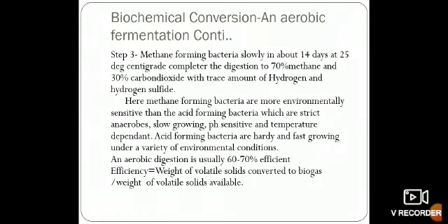Biochemical conversion and anaerobic fermentation. Step 3 includes methane forming bacteria, which slowly, in about 14 days at 25 degrees centigrade, complete the digestion to 70% methane and 30% carbon dioxide, with trace amounts of hydrogen and hydrogen sulfide. Here, methane forming bacteria are more environmentally sensitive than the acid forming bacteria. They are strict anaerobes, slow growing, pH sensitive, and temperature dependent. Acid forming bacteria are hardy and fast growing under a variety of environmental conditions.